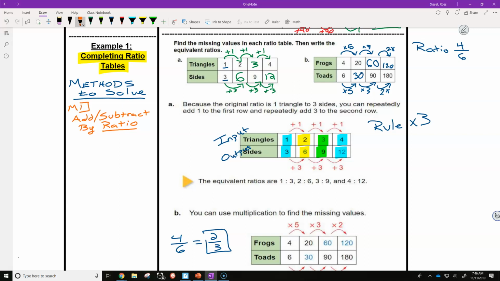by the ratio. I don't look at this one right here, triangle to the side, and say, hey, I added 1, so I'm going to add 1 to the sides. And you can't just say over here, hey, frogs, toads, 4 to 20. Okay, I added 16, so 6 plus 16 is 22. That doesn't work. And the reason is ratios are like fractions. It's all about a proportion.